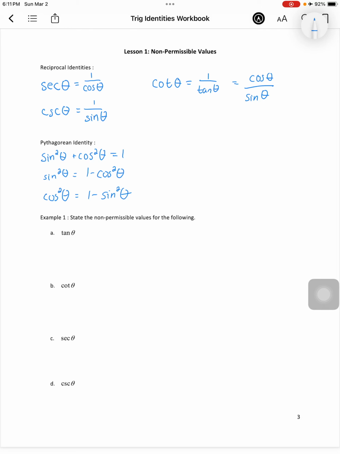Everyone. So we're going to start our new unit, Trig Identities, and this is very much related to the units we did, not the last unit, but the one before that. And this first lesson is going to be mostly review and talking about some little new topics.